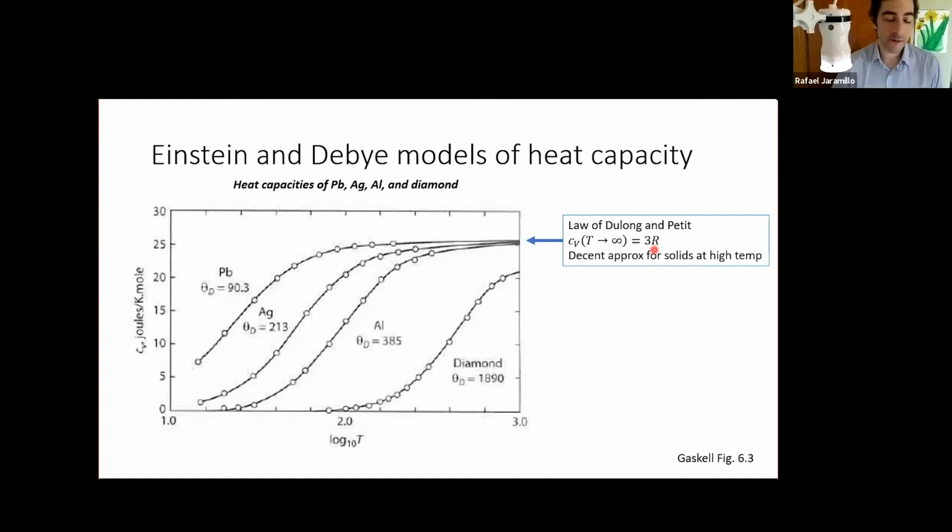R is 8.314 joules per Kelvin per mole. So 3 times that is roughly between 24 and 25. And that's what you see. If this data were taken up high enough in temperature, you can kind of imagine that diamond would also converge to that law of Dulong and Petit.